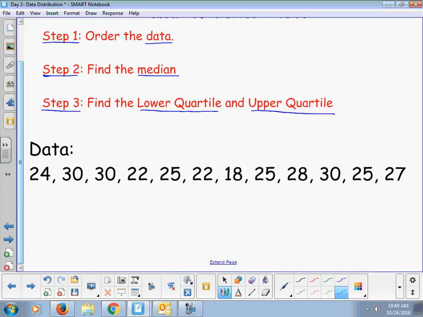When we order the data, step 1, you guys can order on the right-hand side underneath where the data is listed. You start with your smallest numbers and order them from least to greatest.